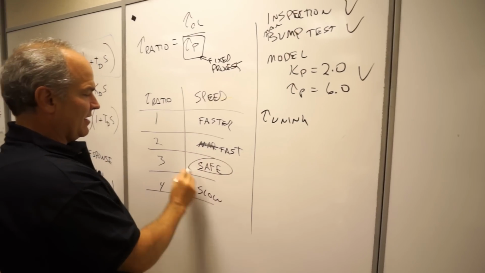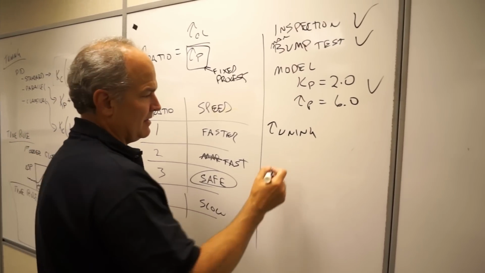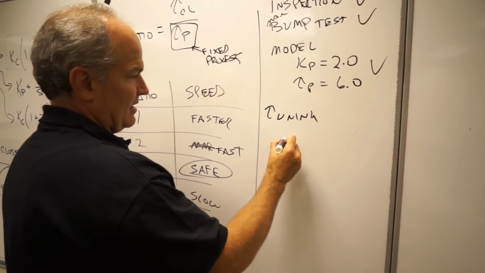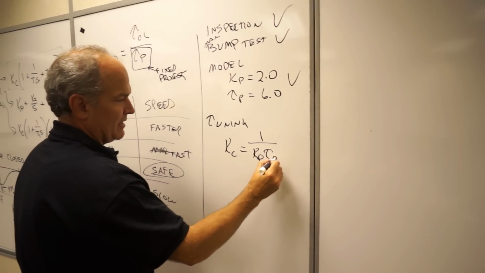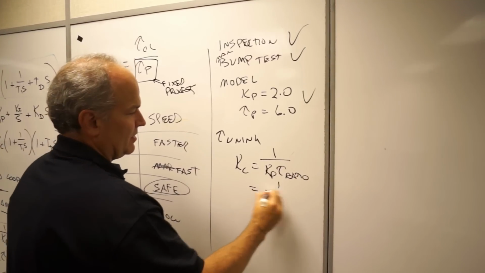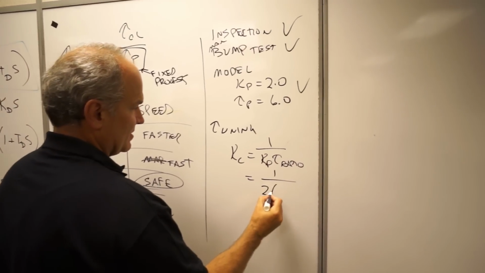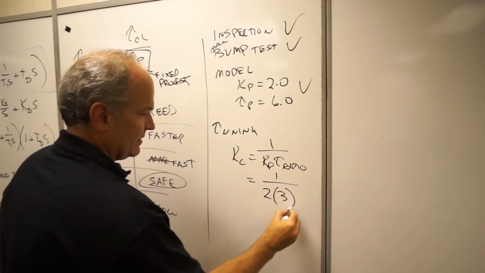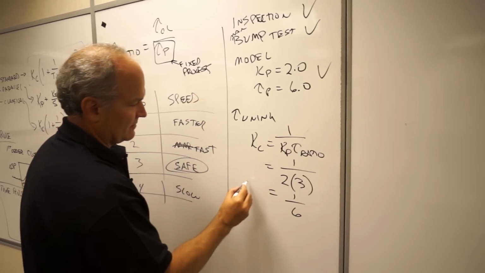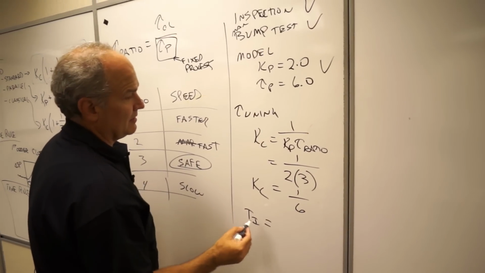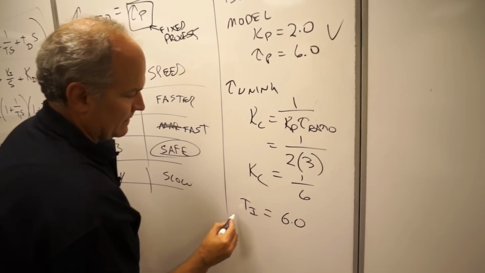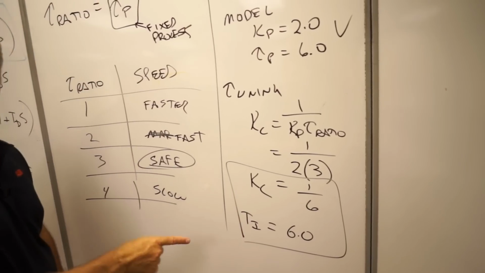Let's say we want to go safe. I always recommend start with the safe. So what we would say is that our controller gain will equal 1 over Kp times tau ratio. So that's going to be 1 over 2 times our tau ratio of 3. So that's going to equal 1 over 6 for our control gain. And our integral time is just going to equal 6. Boom. So those would be your tuning numbers.